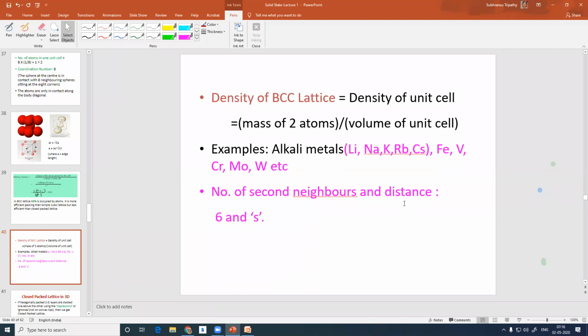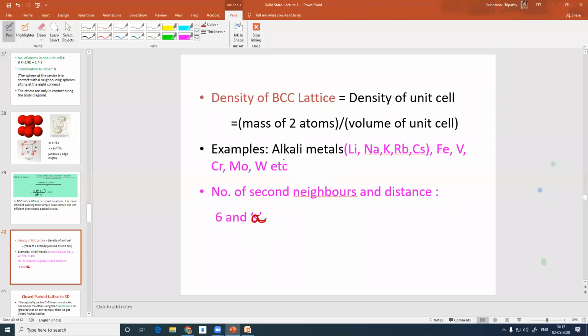Now, again, this is a home task. The number of second neighbors and the distance between second neighbors are respectively 6 and A. I'm sorry, it is A. Earlier, in previous years, I was giving the symbol S for edge length, but nowadays I am giving A because in most of the texts, A is used for the edge length. So it is A and 6. You have to show me.